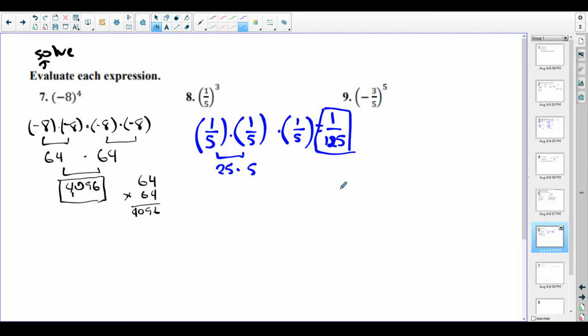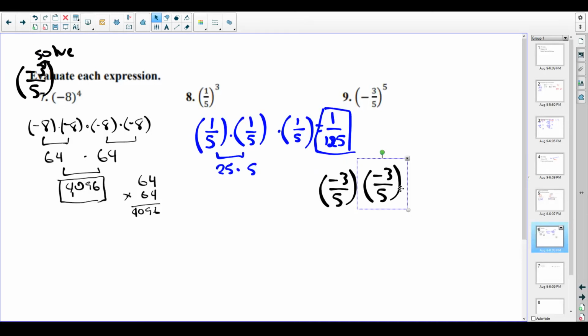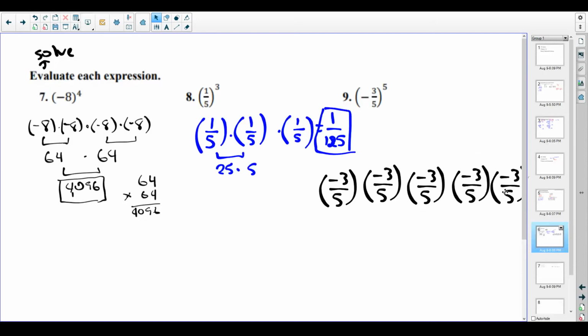All right, last one is a mess. Negative 3/5 to the 5th power. So this means we'd have to put negative 3/5, and we need that 5 times. So I'm going to write this 5 times. 2, 3, 4, 5. Perfect.